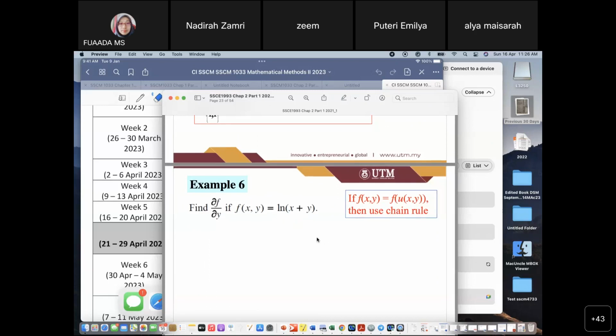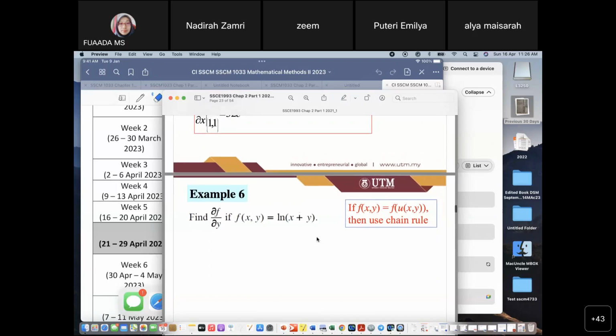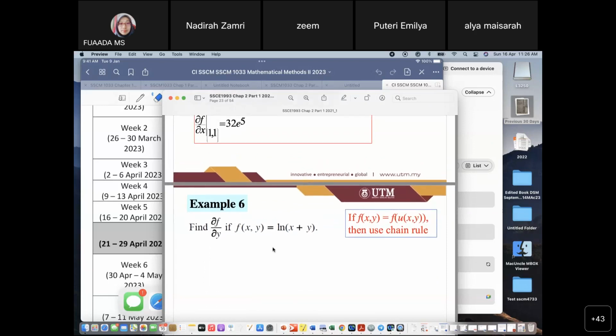The simple idea of the chain rule is, if you have two layers, you differentiate the outer function, multiplied by the derivative of the second layer of function. Here the outer function is ln, so you differentiate ln. Usually, for a single variable, if you have ln x, what is the result of the derivative with respect to x? What is the answer? 1 over what?